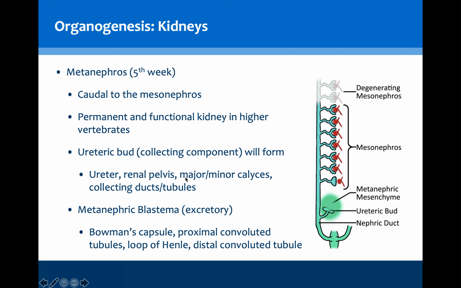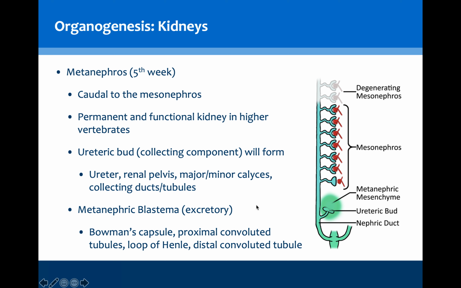There is a collecting system that focuses on transferring the urine from the kidney to the bladder, and then a metanephric excretory system that works for ion exchange and secretion of toxins. This collecting component will form the ureter, the renal pelvis, and the major and minor calyces. These are areas where very little exchange of molecules occurs. And it will also form the collecting ducts and tubules, where some water reabsorption happens, but not much in the way of exchange of ions and reabsorption.